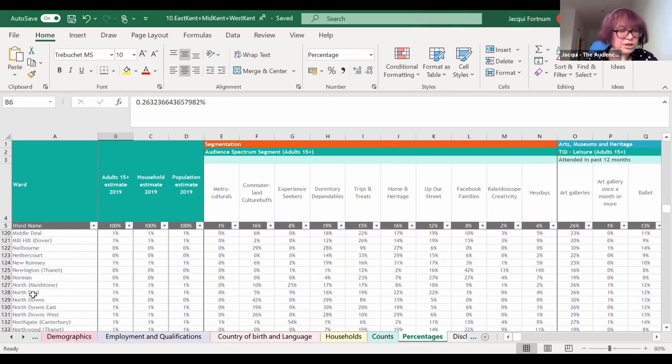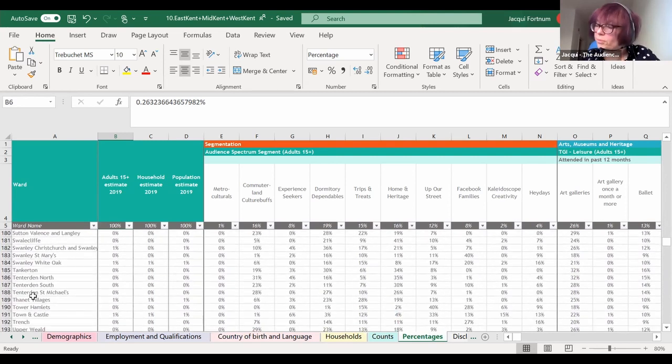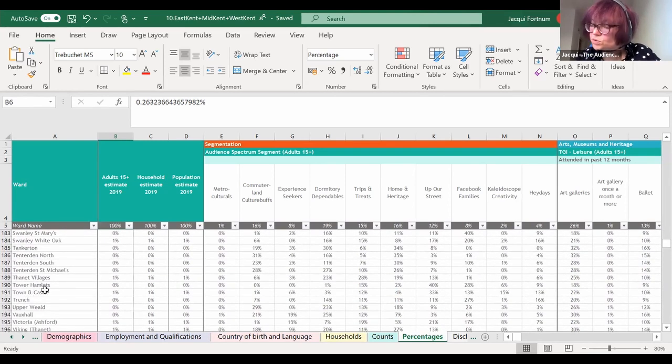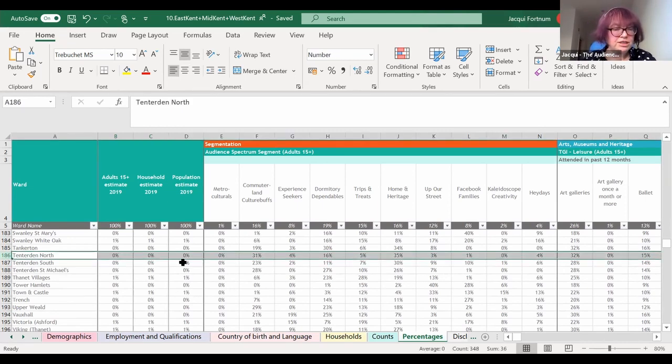So if we scroll down to here, Susan, you were saying that you are aware that your population catchment is an older population, and that is completely reflected in your ward level reporting, which is your museum falls into Tenterden North. And here you can look at the differences. So, for example, we'll look at commuter land culture buffs in a minute. They are an older segment. They account for 31% of your catchment area in the ward, compared to only 16% in the region overall. So that's quite a significant difference.